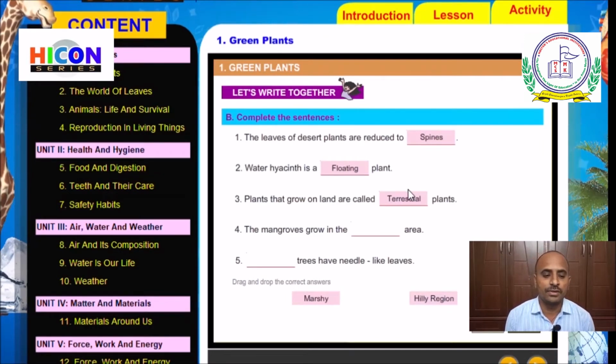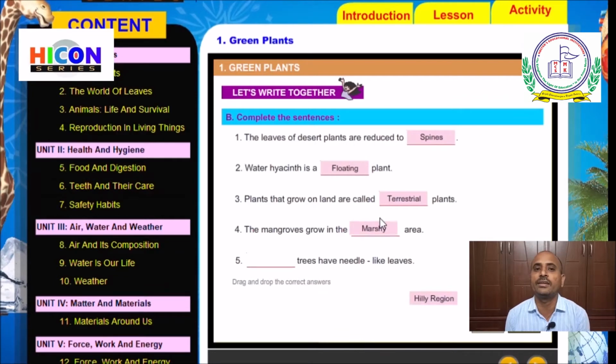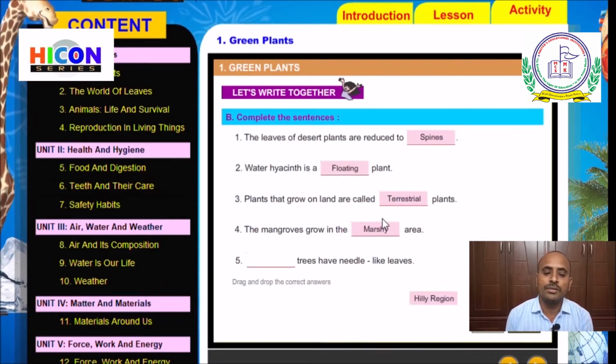So children, read the fourth sentence. The mangroves grow in the dash area. Children, mangroves grow especially in marshy areas because they have a lot of water and sticky soil. So mangroves generally grow in marshy areas. The answer is marshy. So write the word marshy in the blank.